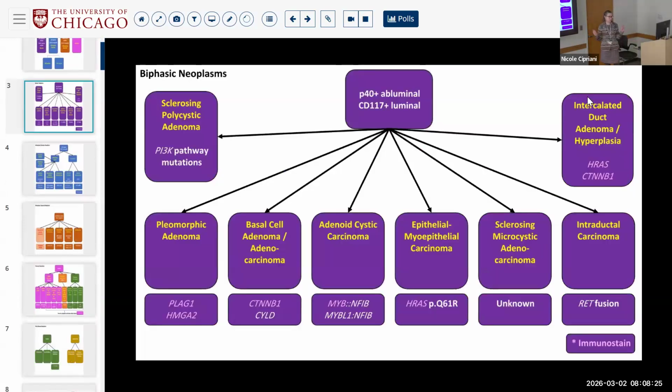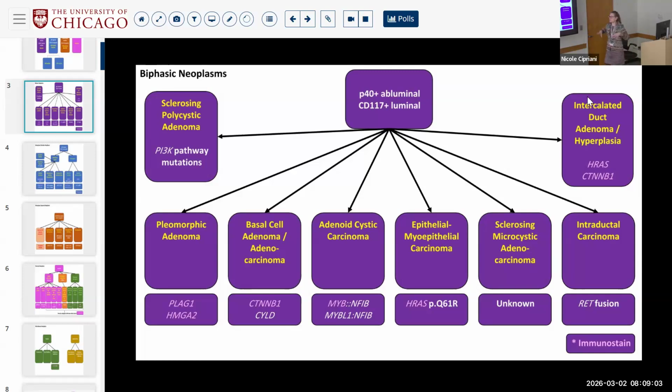So of the biphasic, biphasic again meaning both epithelial and myoepithelial cells being part of the neoplasm, this is a lot, right? There's a lot of tumors, anywhere from the most common salivary tumor, which is pleomorphic adenoma, to our basal cell neoplasms, to our adenoid cystics, epithelial-myoepithelial, and then some new ones and some rare ones. Sclerosing microcystic, intraductal, these intercalated ductal sclerosing adenomas, these are pretty rare, right? Mostly we're gonna be here. And many of them have defining mutations or fusions.